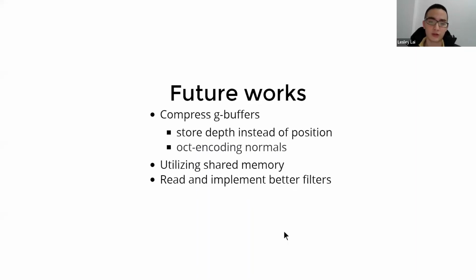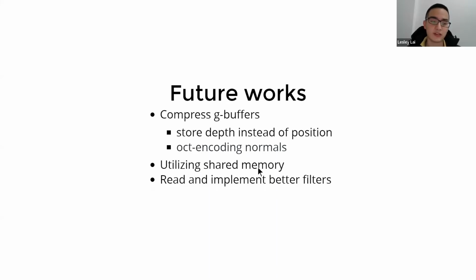I can also do octahedron encoding for normals. Since normals are always unit vectors, it's kind of wasteful to store them normally. No pun intended. There's a paper for that. I can't remember its name, but you can just search octahedron encoding normal. There should be papers and blog posts for that.